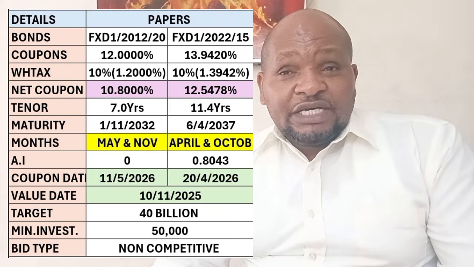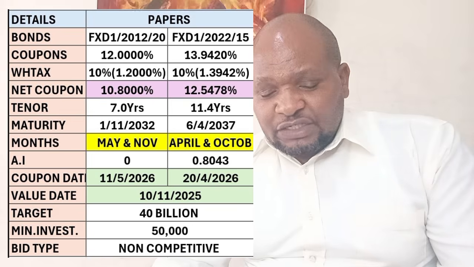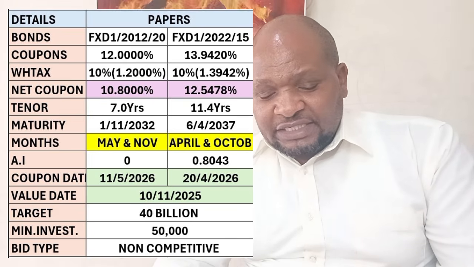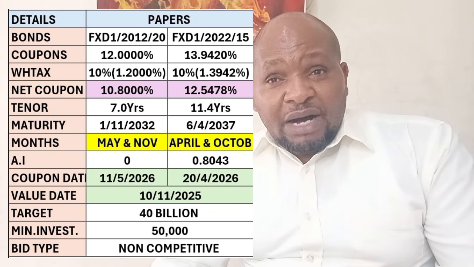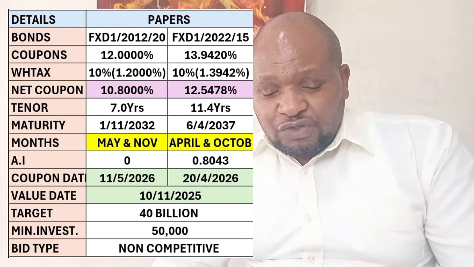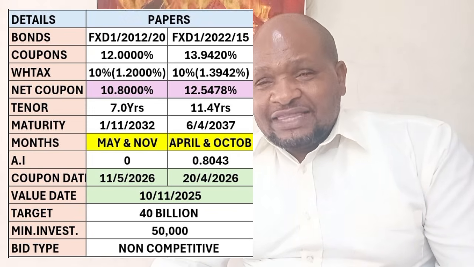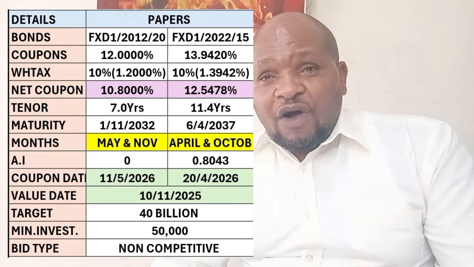The government is issuing these two papers targeting to receive 40 billion Kenya shillings for budgetary support, and the minimum amount that you require for this opportunity is 50,000 Kenya shillings for a non-competitive bid.